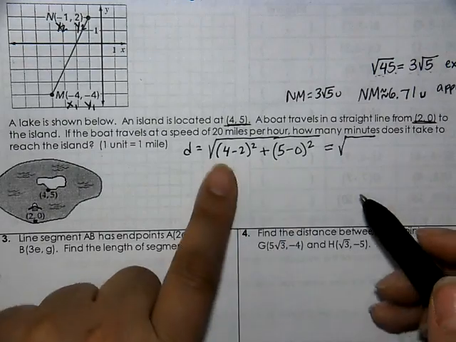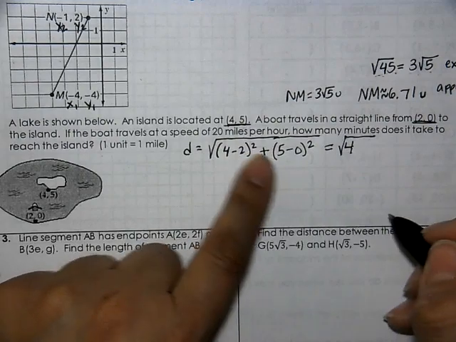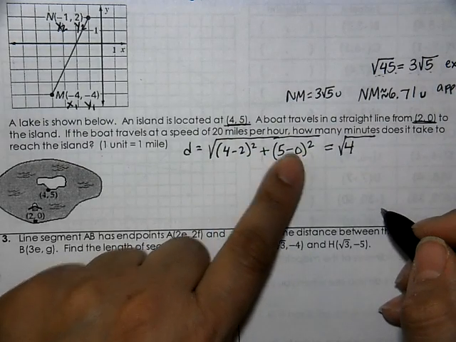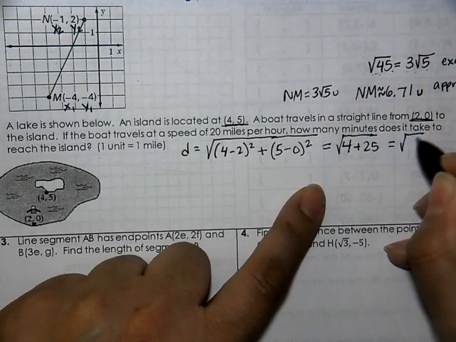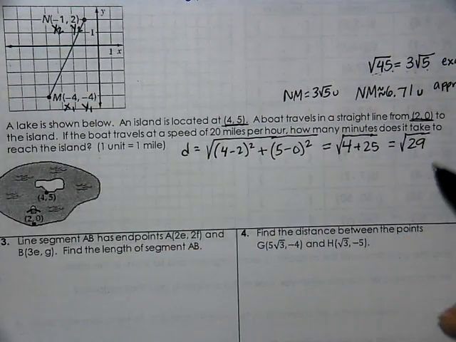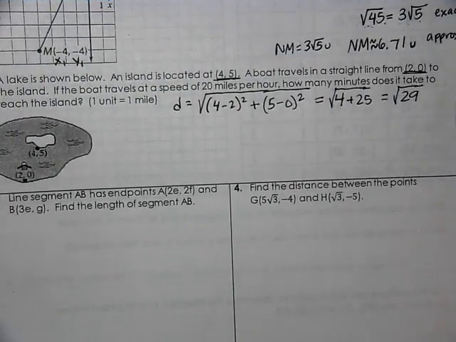So then 4 minus 2 is 2. When you square 2, you get 4. And 5 minus 0 is just 5. When you square 5, you get 25. And that simplifies to the square root of 29. Now this can't be simplified any further, and I don't want to grab a calculator and round it because then my answer will not be as exact.